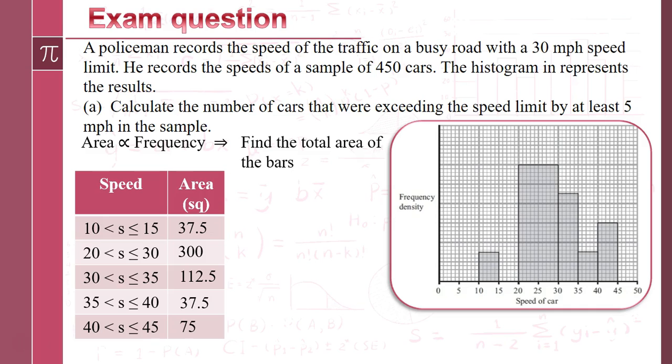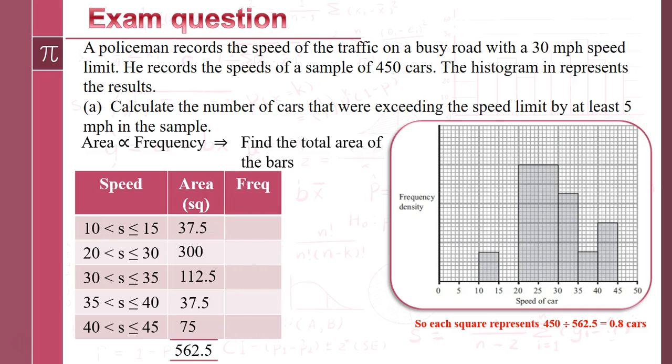That's those values there. And let's now work out how many squares we've got. So we've got 562.5 small squares in total. And so 562 small squares represents 450 cars. So each square represents 0.8 of a car. And if we know each square represents 0.8 of a car, that means we can work out how many cars are represented by each column.